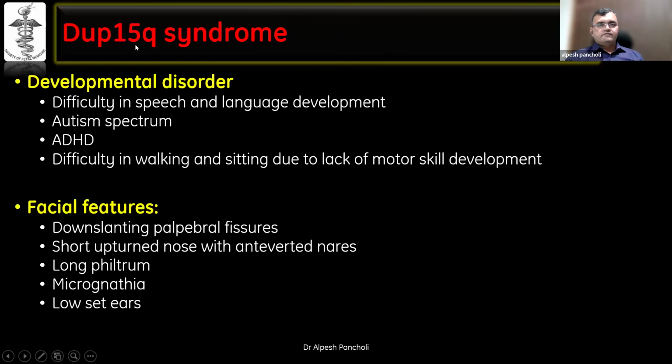So what is duplication 15q syndrome? It's a developmental disorder which causes difficulty in speech and language development. It can give rise to autism spectrum disorder, ADHD, and there will be difficulty in walking and sitting due to lack of motor skill development. The typical facial features in this syndrome are downslanting palpebral fissures, a short, upturned nose with anteverted nares. There can be long philtrum, micrognathia, and low set ears.